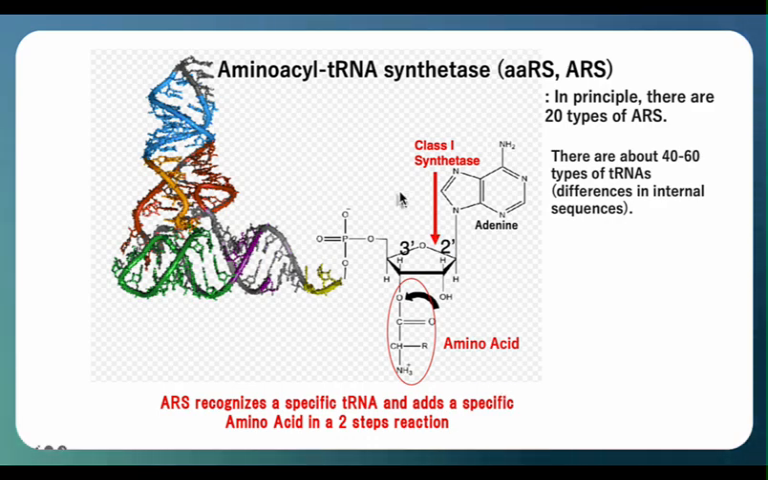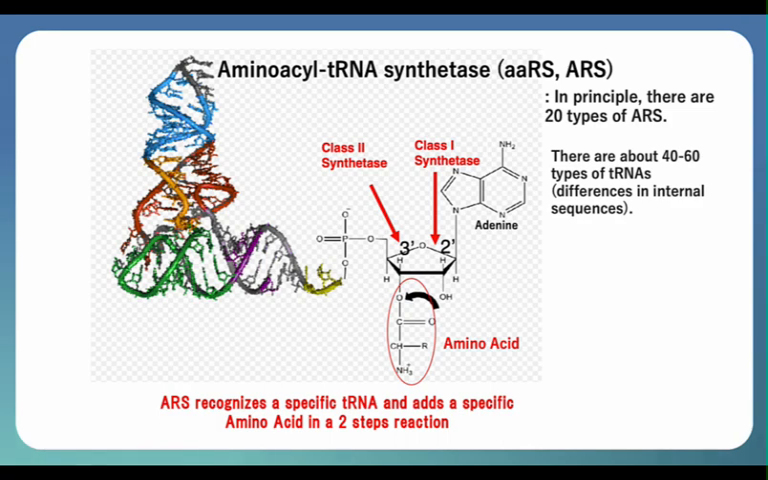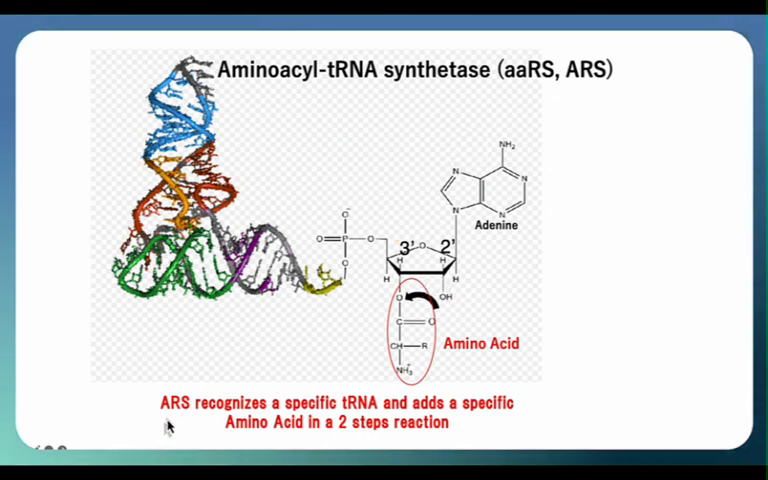Class 1 ARSs have the activity to attach the amino acid to the 2' hydroxyl group of the ribose of the adenosine at the 3' CCA end of the transfer RNA. On the other hand, Class 2 ARSs have the activity to attach the amino acid to the 3' hydroxyl group of the adenosine. In this way, amino acids are attached to either the 2' hydroxyl group or 3' hydroxyl group of the terminal adenosine. It is known that ARS recognizes a specific tRNA and adds a specific amino acid in a two-step reaction.